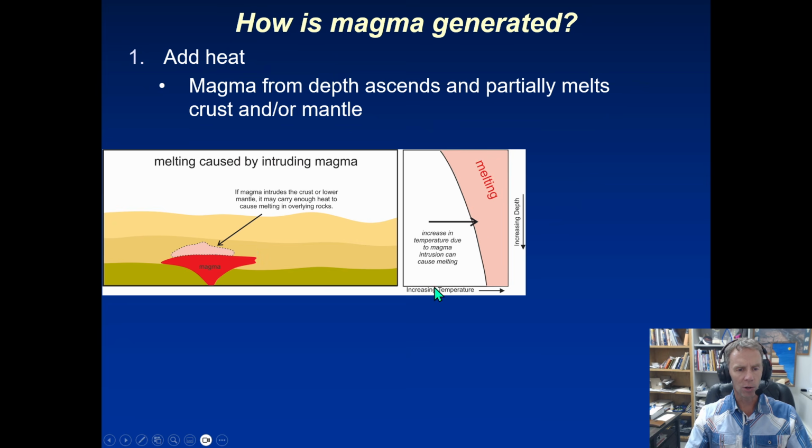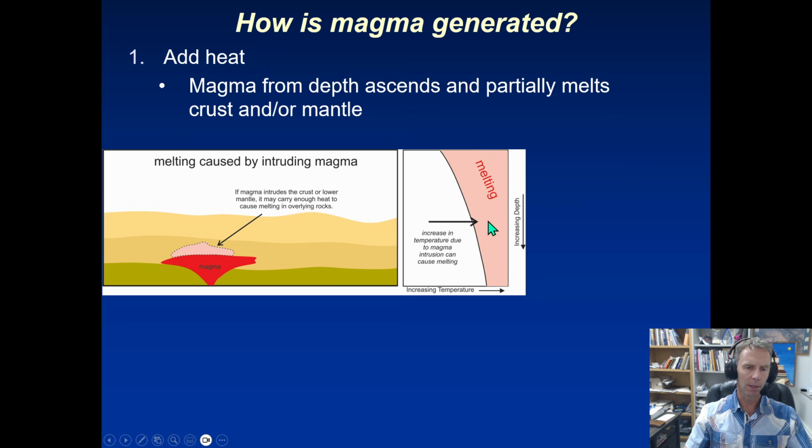So notice over here on our graph where we have temperature and depth, if we hold the depth constant but we just move to the right in this case and increase the temperature, eventually we cross this little curve here which represents solid versus liquid phase, right? So over here the rocks are solid, but once we get past this line here and melting is in place, then the rock is becoming more liquid-like.